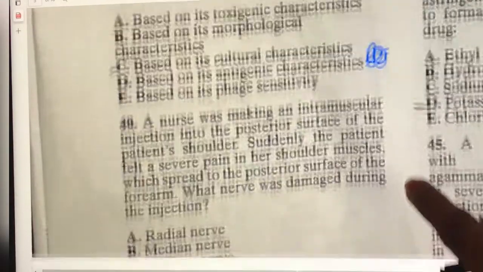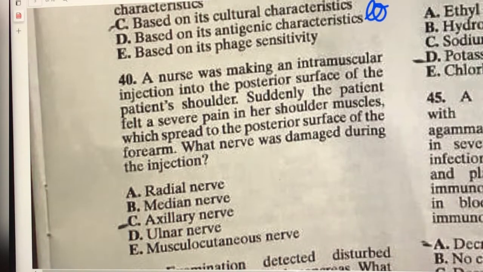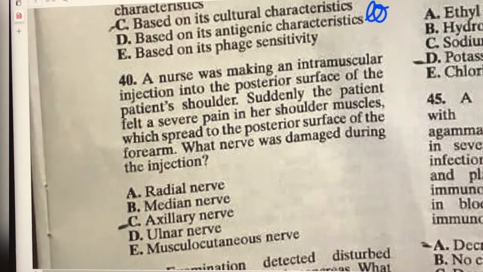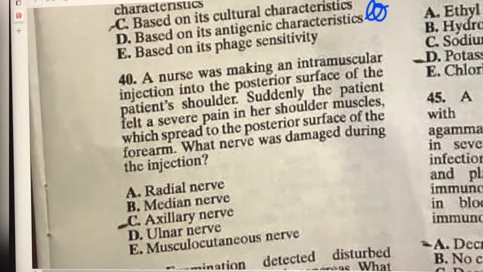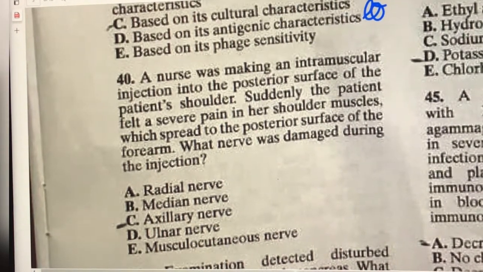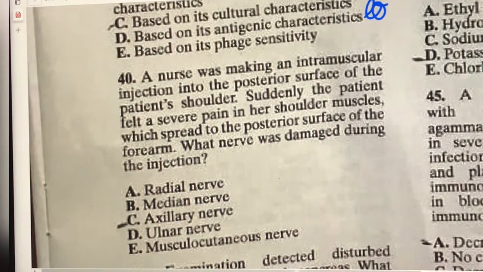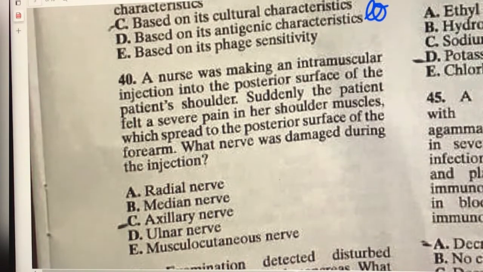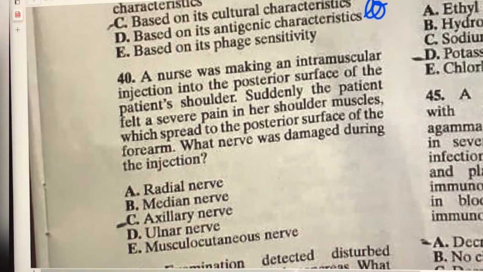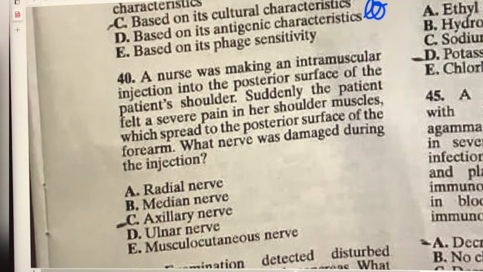Question number 40. A nurse was making an intramuscular injection into the posterior surface of the patient's shoulder. Suddenly the patient felt a severe pain in her shoulder muscles which spread to the posterior surface of the forearm. What nerve was damaged during the injection? Focus on the posterior surface of the shoulder, and also that the pain goes to the posterior surface of the forearm.